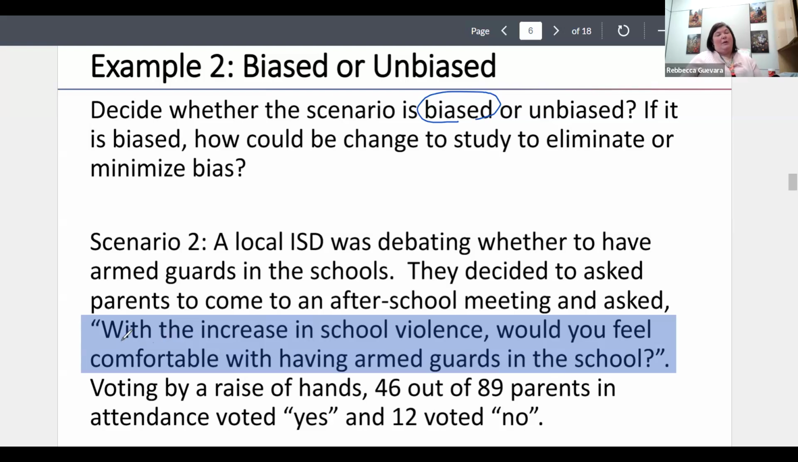This problem here, part one problem is this is a leading question. We are priming them to be in favor of having armed guards. That's what's causing a bias. So how people may feel about it has been affected. So that's going to lead more people to probably say yes, they would want armed guards in school, and that may not actually reflect how people really feel.